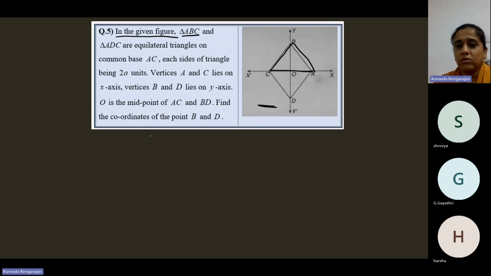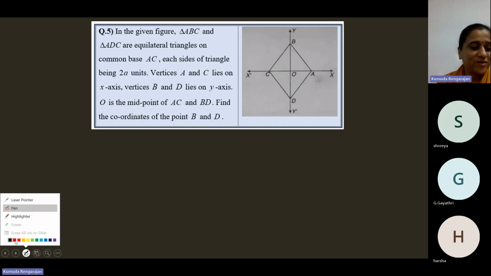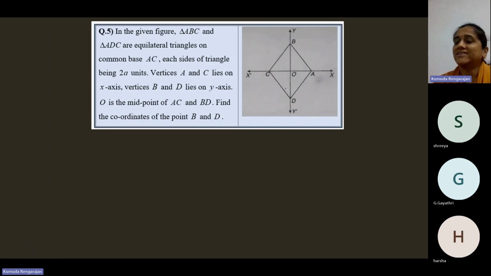Why am I overwriting like this or overdrawing? If it's not overwriting, I don't know what to say. Overdrawing. Why am I doing that? For you.